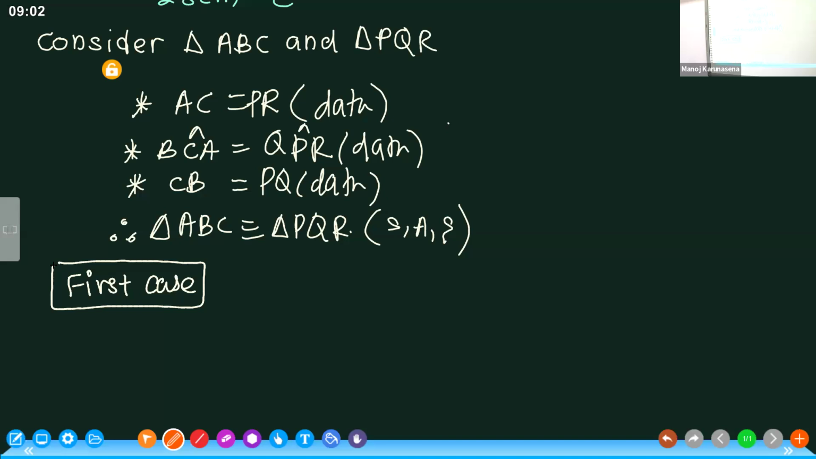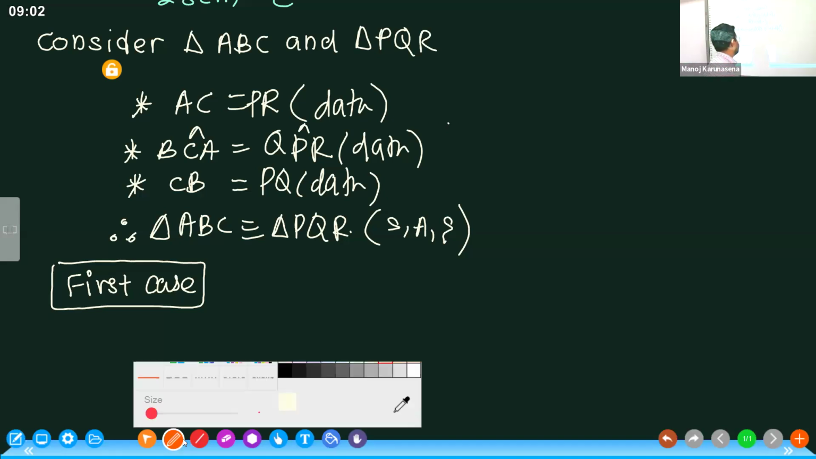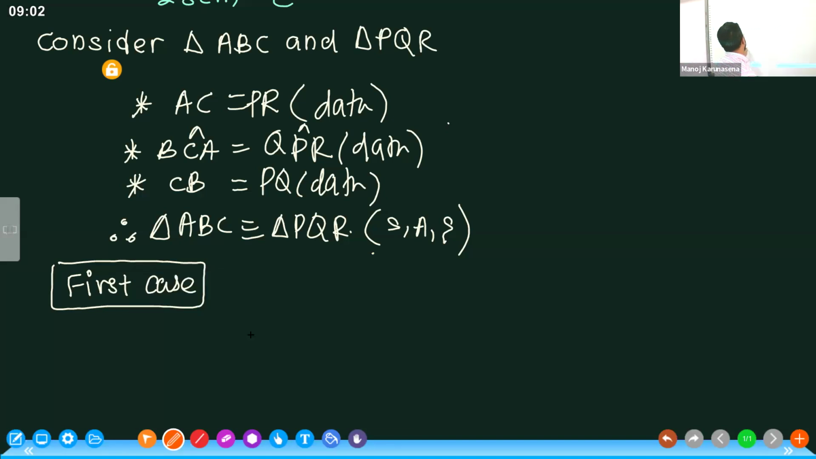Right. So within brackets, let's write the case as SAS, side angle side. SAS case. The important thing you need to remember is you can't consider any angle. It must be the included angle. If the included angle is equal, the triangles are congruent to one another.